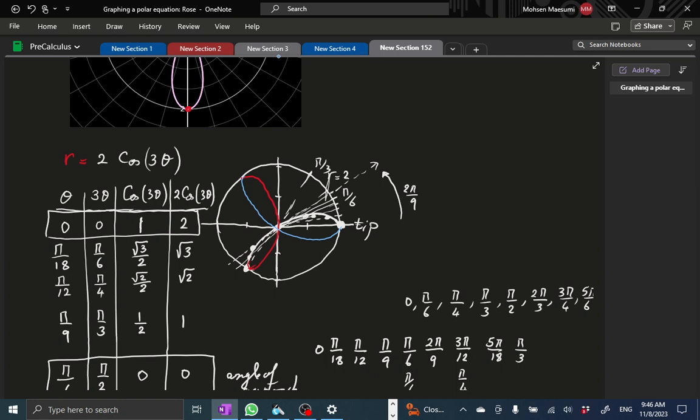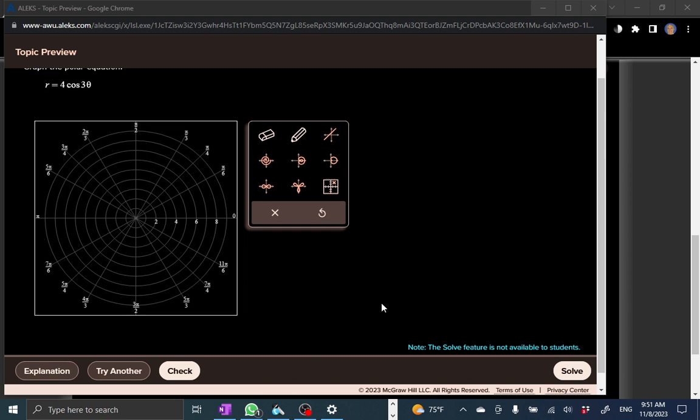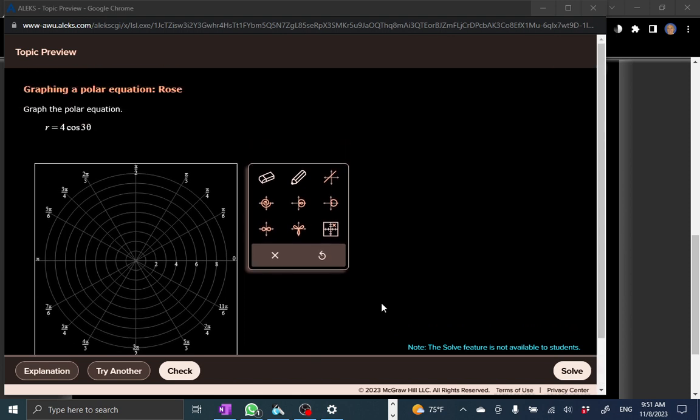Now let's go ahead and do the same thing on Alex. See what it looks like over there. Let me go make the page. Okay, here we are on the Alex page, asking us to graph r equals 4 cosine of 3 theta. So the only difference between this and what we were doing a moment ago is that the radius is 4. That's good because we don't want a very small picture either. The bigger that r is, the easier it is to see.